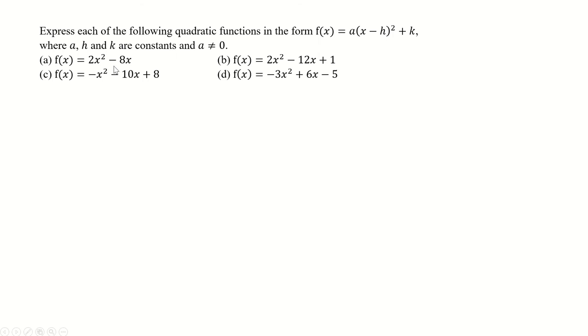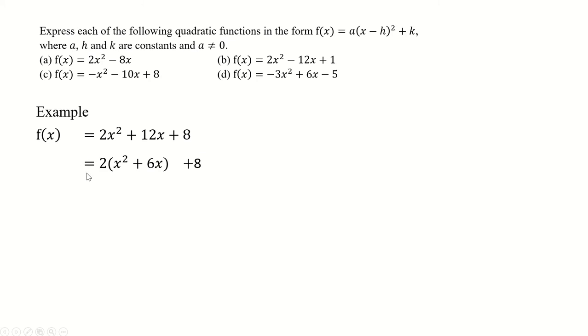In this example, we have to express quadratic functions into the form f(x) equals a(x minus h) squared plus k. This form is also known as the completed square form. Okay, let's look at an example. Let's say f(x) is equal to 2x squared plus 12x plus 8.